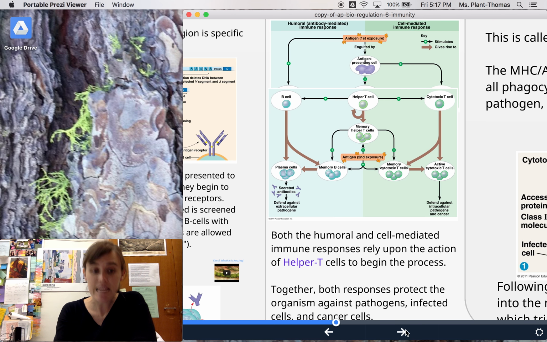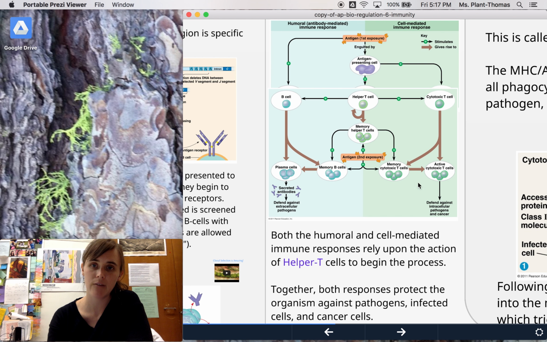So this image, this figure, which is figure 35.16 in your textbook on page 723, is a very useful figure. It was also on the immune system worksheet that I passed out in class on the Friday before break. And it's going to be very helpful as you're trying to navigate understanding this specific immune response, because there's a lot of different things.